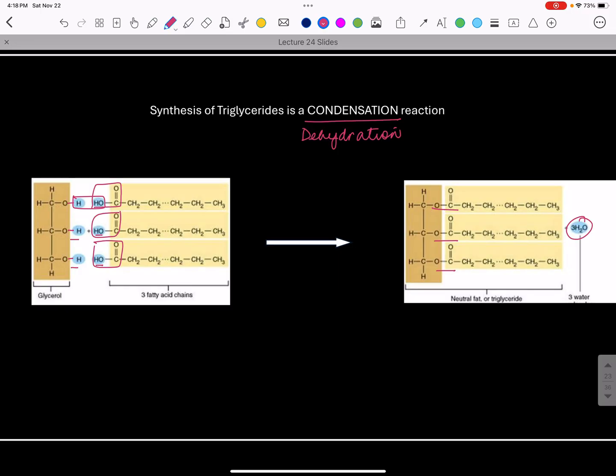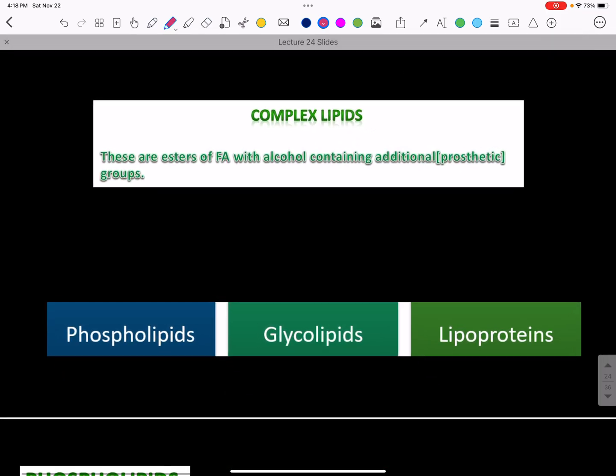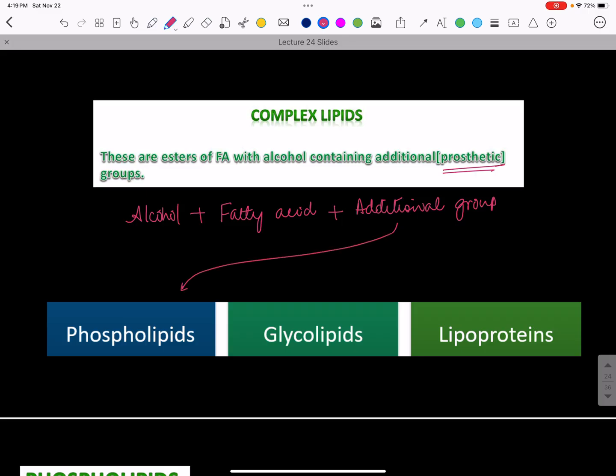Now moving on to complex lipids. Now complex lipids, they contain a fatty acid. So they have an alcohol, fatty acid, and a prosthetic group, meaning an additional group which can be in the form of, it can be a phosphate group when it is called a phospholipid. So this is going to be a phosphate group here. So if you have a phosphate group, then it is called a phospholipid.